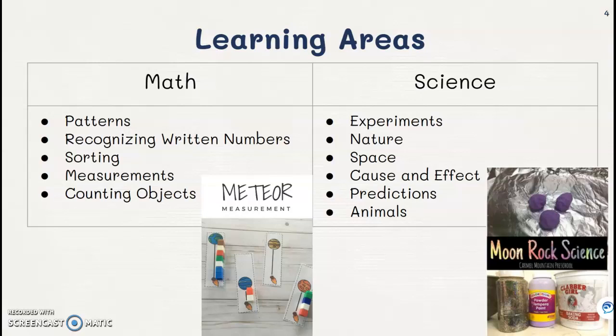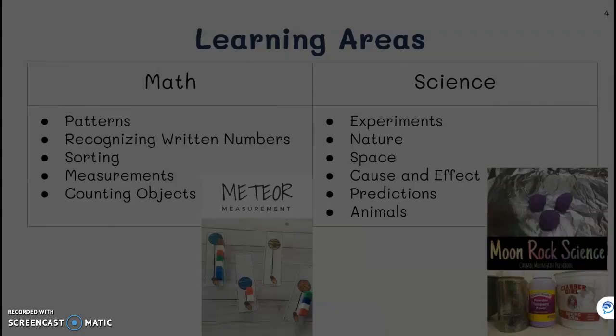The second one is science. And lots of times we think about experiments in science, but science can have anything to do with nature, anything to do with space, anything to do with animals. And then oftentimes we might be looking at things like cause and effect or prediction in our science activity. And right there, that moon rock science, maybe you start talking about moon rocks and then you have them create the moon rocks by using those materials at the bottom.